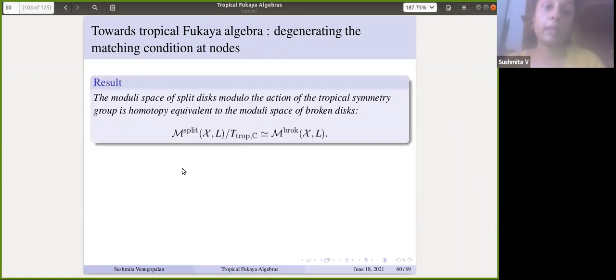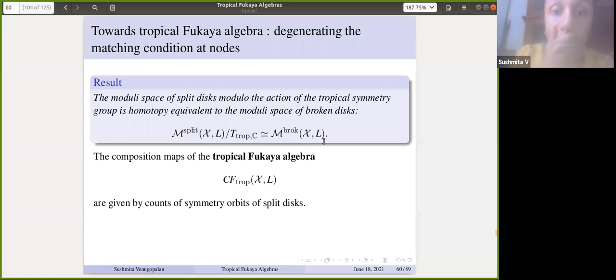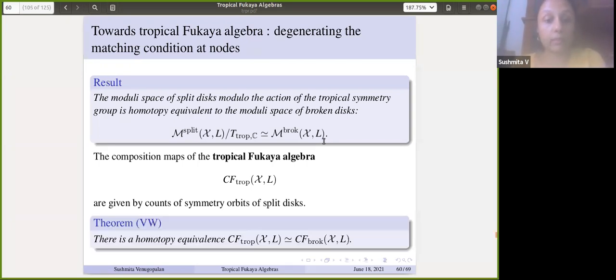And in the end, the theorem we prove is that the moduli space of split disks modulo the action of the tropical symmetry group is homotopy equivalent to the moduli space of broken disks. So this is what we would have liked. We prove the homotopy equivalence. So instead of the broken maps, we can use split maps to define the Fukaya algebra. That's a new kind of Fukaya algebra, which we call the tropical Fukaya algebra, and it turns out that it's homotopy equivalent to all the previous versions of Fukaya algebras.